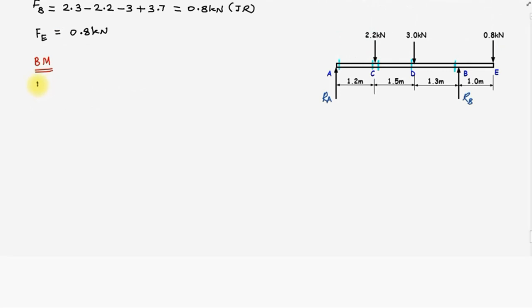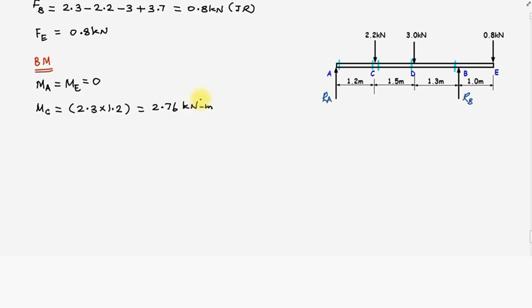Bending moment at the point A and the bending moment at the point E, MA is equal to ME is equal to 0. Now coming to the point C. At the point C, the bending moment MC is equal to how much force is acting? This RA multiplied with this 1.2 meters. That is 2.3 kilonewtons multiplied with 1.2 meters. On calculation, we find that it is 2.76 kilonewton meter. This is at the point C. The sign convention is very important.